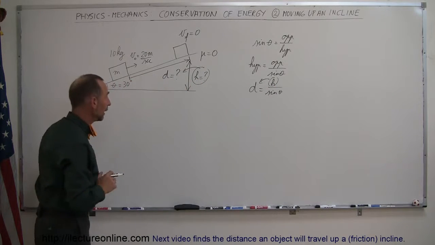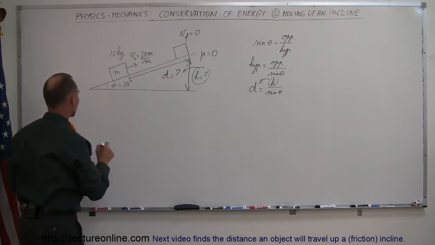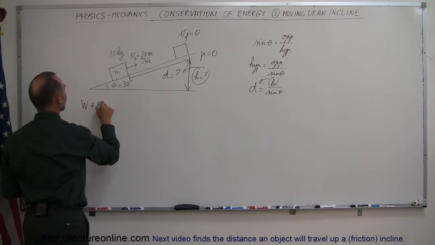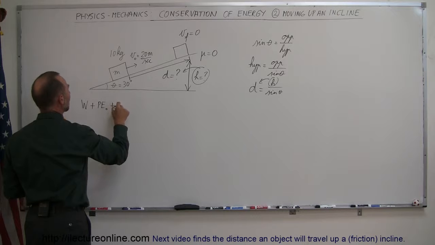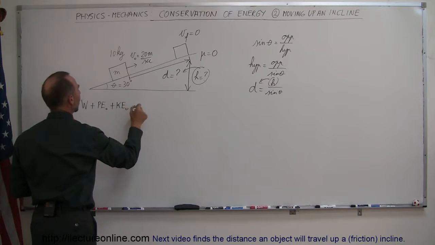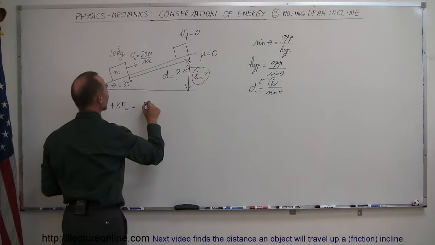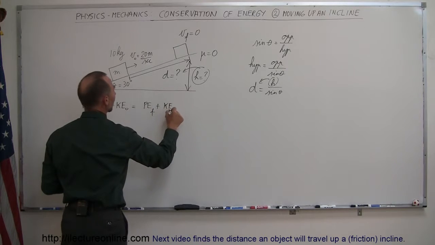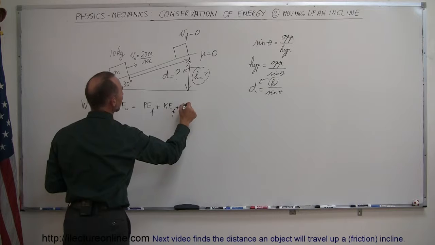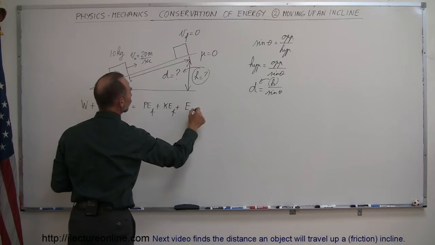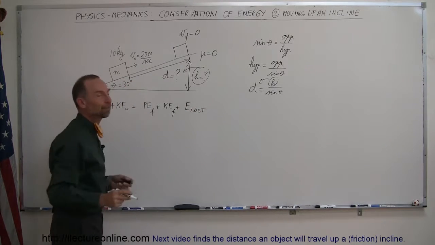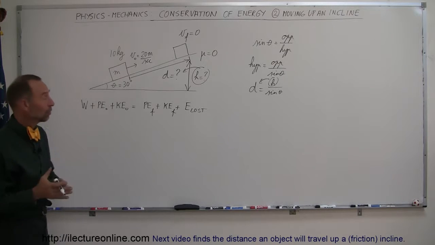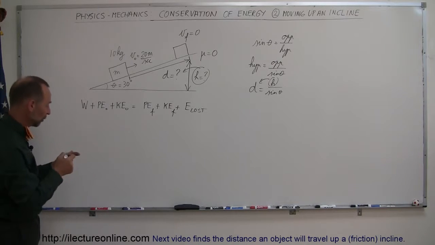Now, let's set up the equation we're always going to use. Any work put into the system plus any initial potential energy that it has plus any initial kinetic energy that it has must add up to the final potential energy plus the final kinetic energy plus any heat lost or energy lost due to friction or anything like that. So we always put down that equation. Now the next step is to figure out which ones of these we don't have.